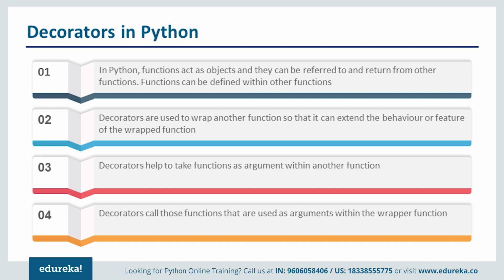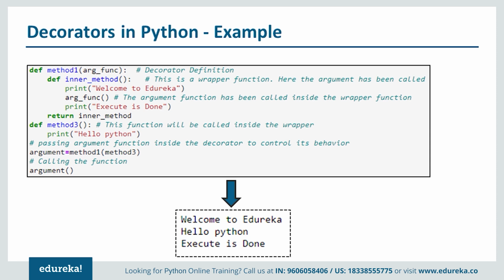Decorators help to take functions as arguments within another function. That's another benefit, which helps us extend the default functionalities of a function. Decorators call those functions that are used as arguments within the wrapped function. So this is the real purpose of using decorators. Now with a proper example, we will be able to see how it really happens.